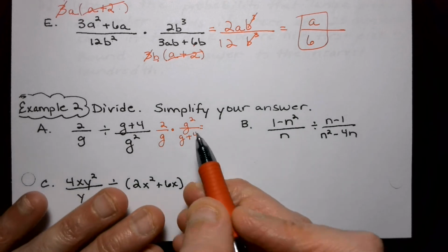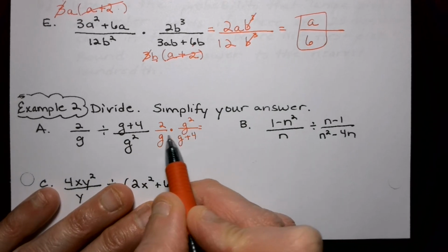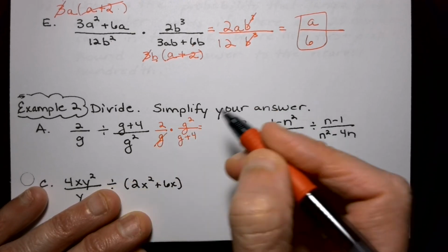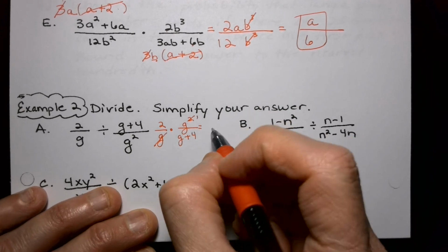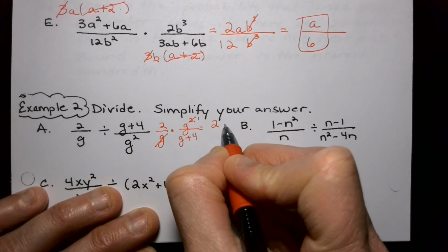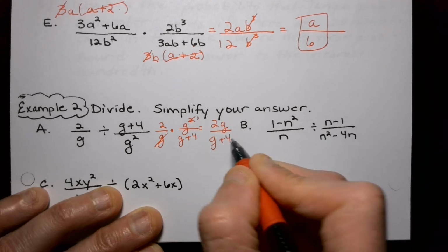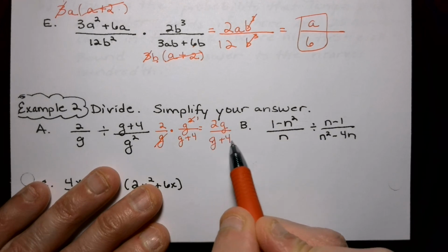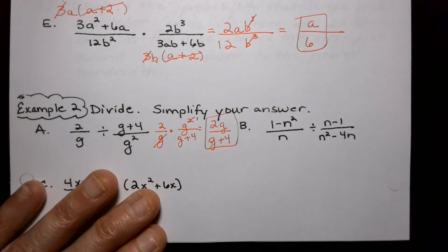Okay, I cannot cross a G with a G because I've got a plus 4 with this one. But this G I can. That's over there by itself. So I'm going to cross one of these G's off with one of these. And now it becomes a 1. So I've got 2G on the top. And I have G plus 4 on the bottom, and that's all we can do. Cannot do that, right, class? Only if you had a G times 4 could you cross that off.